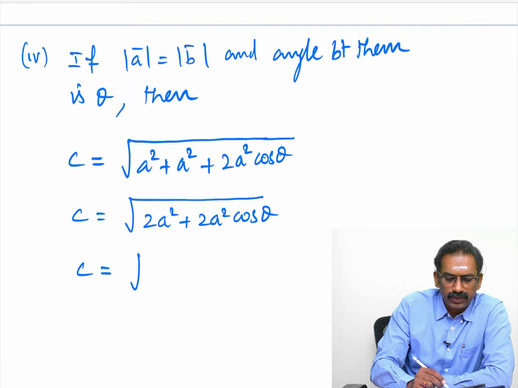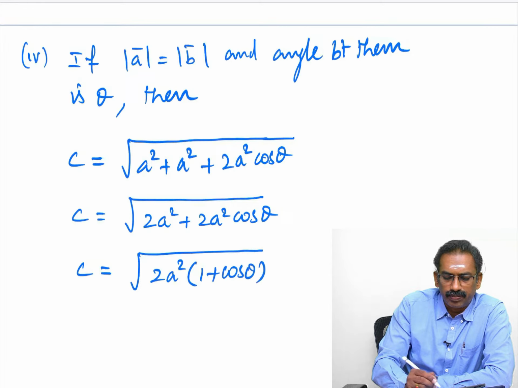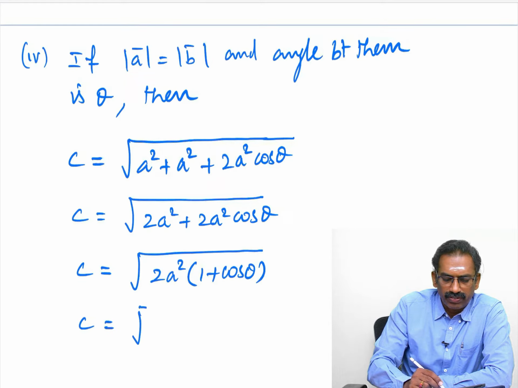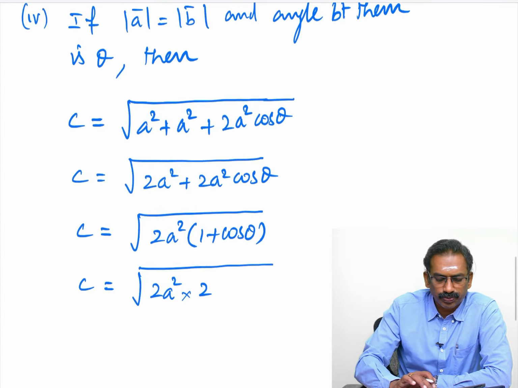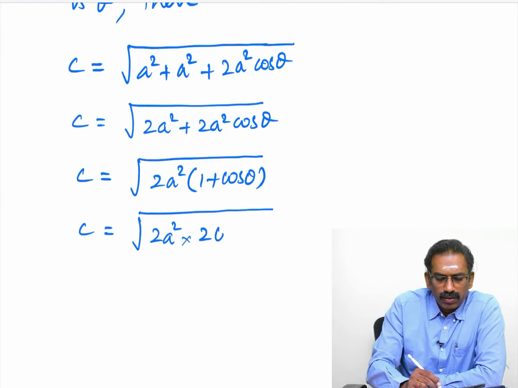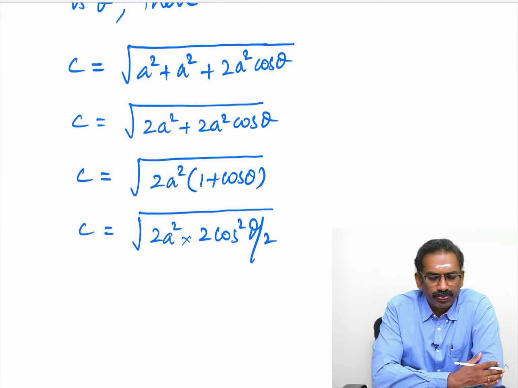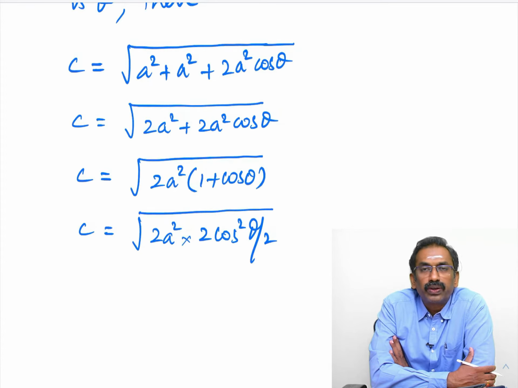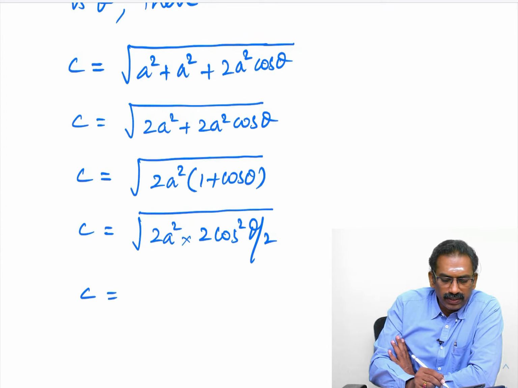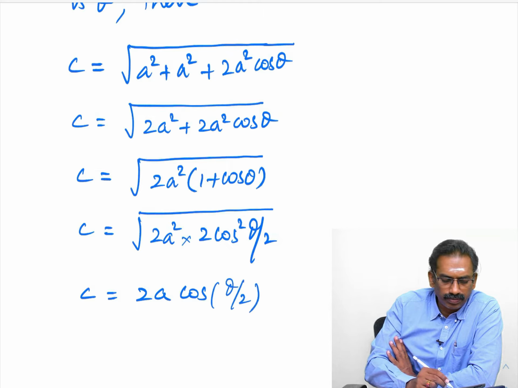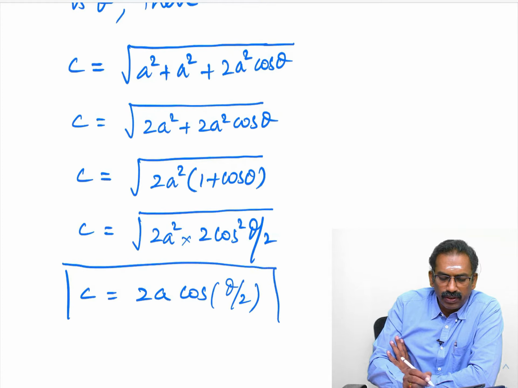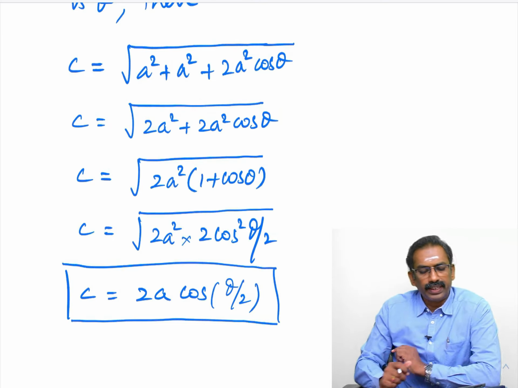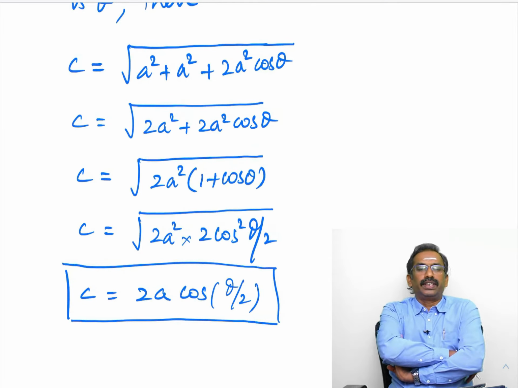C is equal to square root of 2A square into 1 plus cos theta. C is equal to square root of 2A square into 2 cos square theta by 2. 1 plus cos theta can be written as 2 cos square theta by 2. Therefore, C is equal to 2A cos theta by 2. If 2 vectors of equal magnitude act at a point, then the resultant can be written as 2A cos theta by 2.